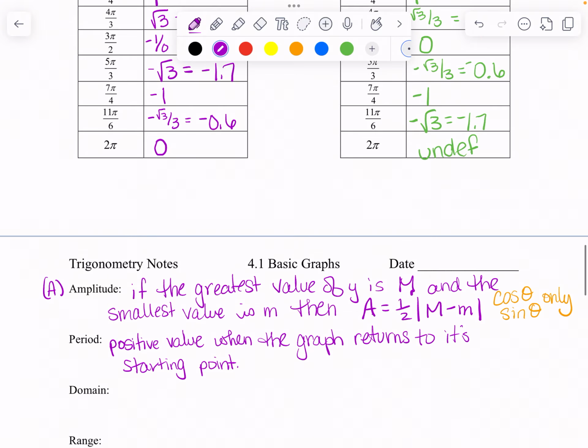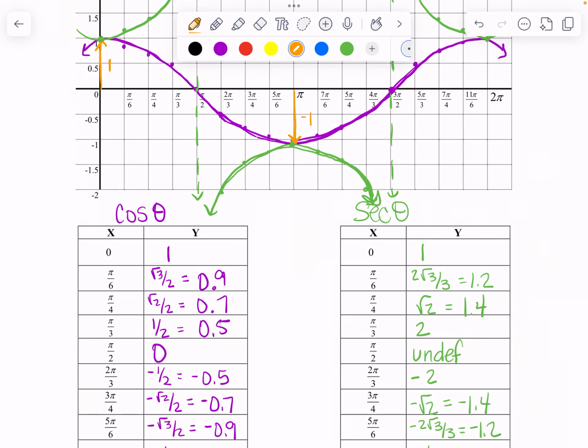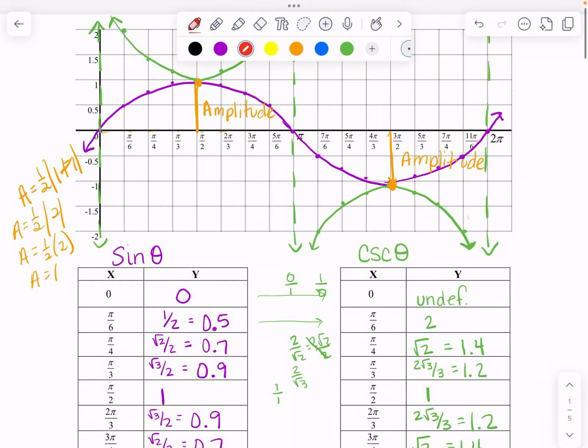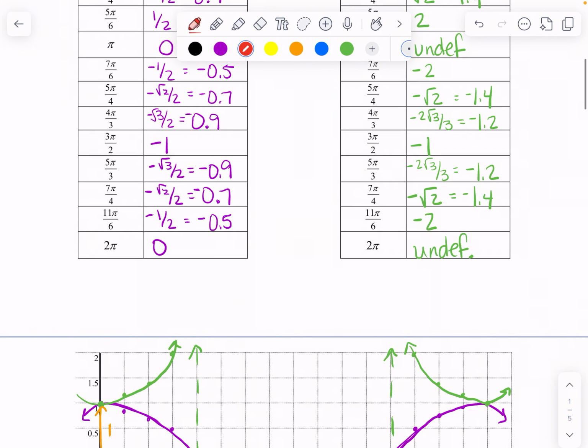Okay, so if I go back and look at my graphs again, go to red this time. Here I'm at 0. I get back to 0 at pi, but that's not when I'm starting back over. My graph starts back over at 2 pi. So when you can see a full cycle and it starts back over, this is my period. Okay, same thing. My graph for cosecant would start back over at 2 pi.